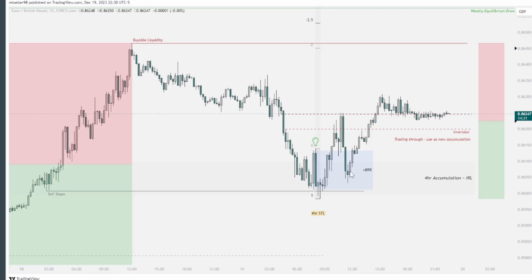And as you can see, if you measure the manipulation leg from this swing high to this swing low, 2 to 2.5 standard deviations lands at our 4-hour dealing range swing high.